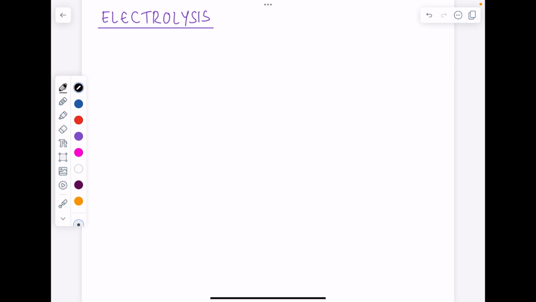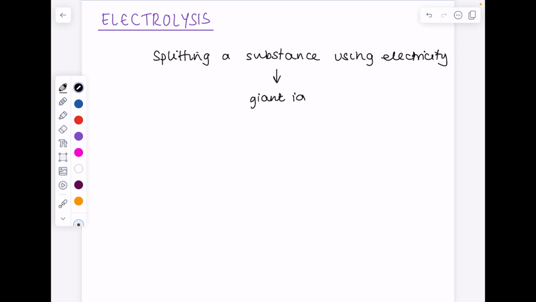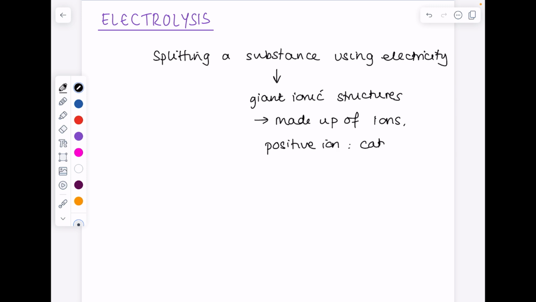Right, electrolysis. Just to remind you, it means splitting a substance using electricity. And because we're doing chemistry, what is the type of substance? It's going to be a giant ionic structure because we need our substance to be made up of ions. I'm sure you're aware of this, but when you look at an electrolysis chamber, you'll have a positive ion and a negative ion. And your positive ion is your cation, your negative ion is your anion.